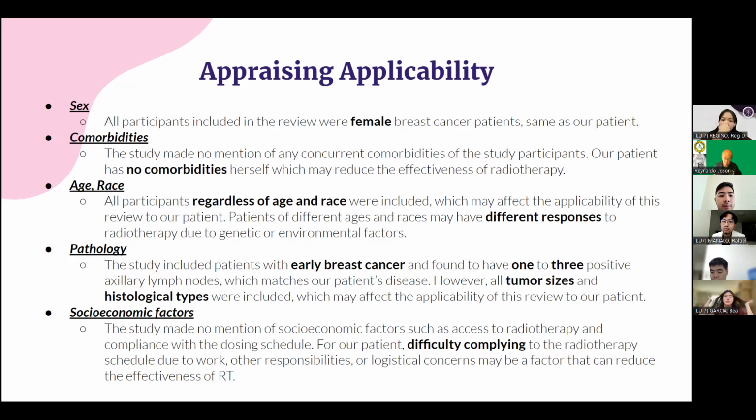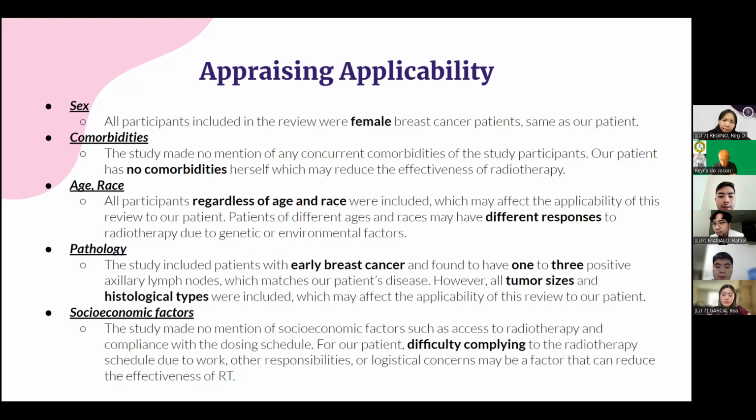For age and race, all participants, regardless of age and race, were included in the review, which may affect the applicability of this review to our patient, because patients of different ages and races may have different responses to radiotherapy due to genetic or environmental factors. For pathology, the study included patients with early breast cancer found to have 1 to 3 positive axillary lymph nodes, which matches our patient's disease. However, all tumor sizes and histological types were included, which may affect the applicability of this review to our patient.